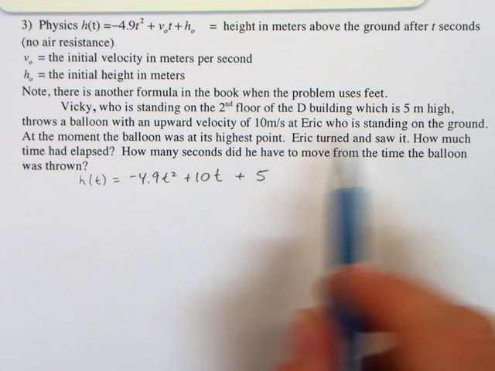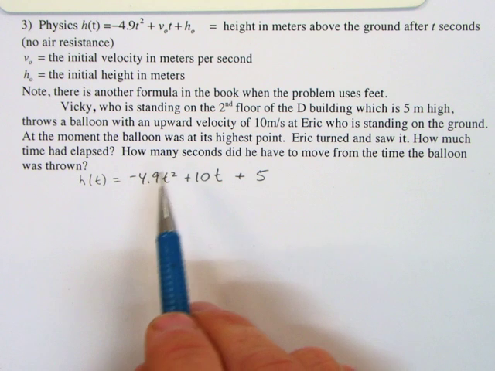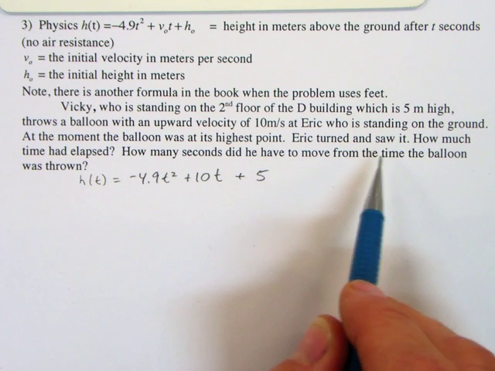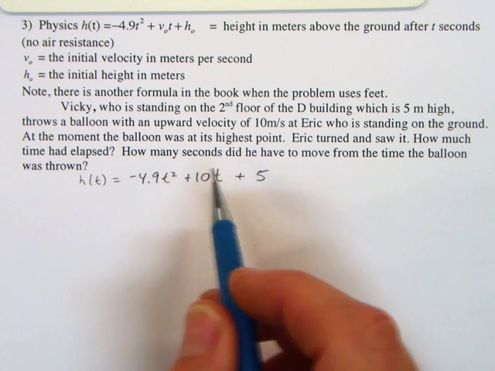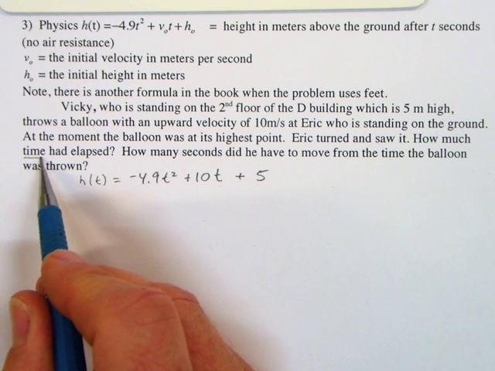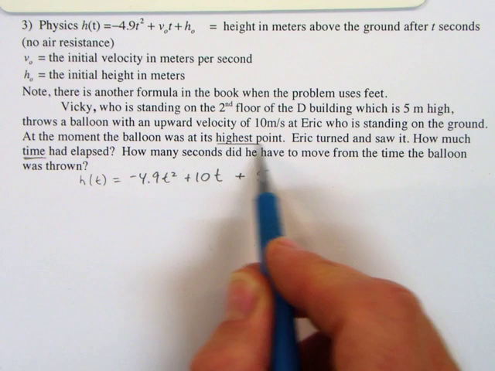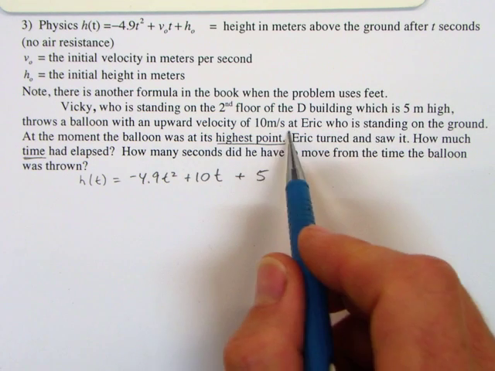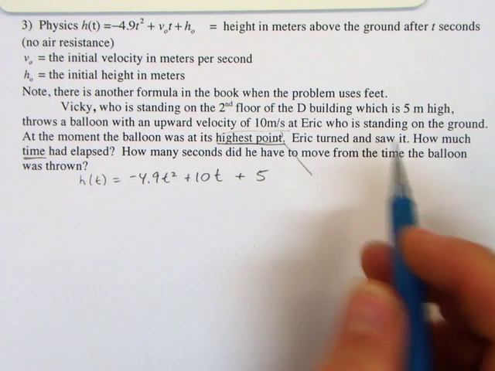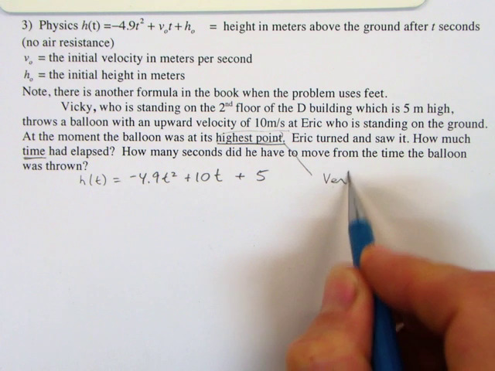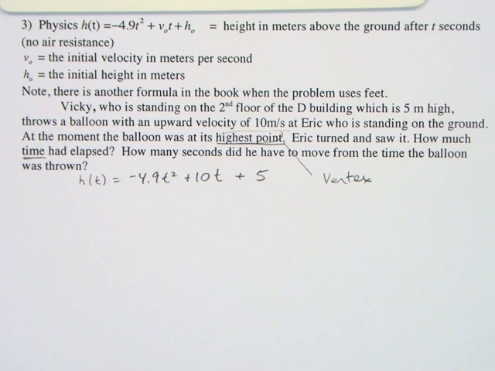So now, what are we looking for? At the moment the balloon was at its highest point, Eric turned and saw it. How much time had elapsed? So we're looking for time, a t value, at the moment it's at its highest point. What is that point called? That's the vertex. So what we want to do is find the vertex of this equation. How do we go about doing that? Well, you can't use that formula that's in the book.